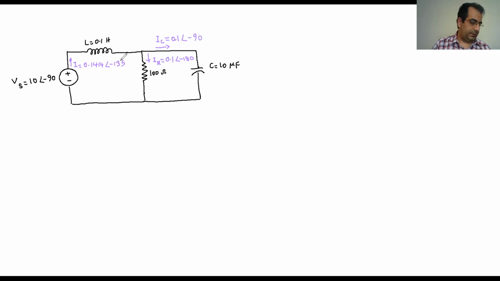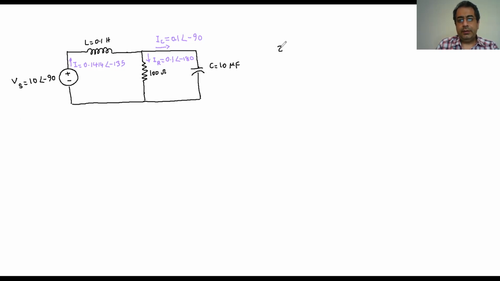Assume this is what we have, and we want to calculate the power in this system. The very first thing that we need to calculate: if we didn't have the I, we should have calculated the I first. But here we have to go ahead and calculate the impedance for each of these three.